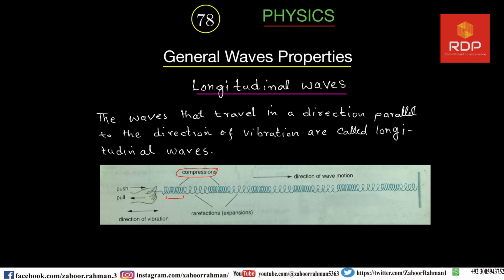compressions. What is compression? The area of longitudinal waves in which the density of medium particles is high is called compression, while rarefaction is the area of longitudinal waves in which the density of the medium particles is low.